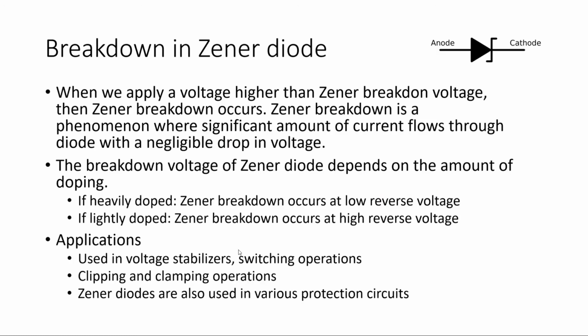Now, the breakdown voltage of Zener diode depends upon the amount of doping. This we saw in the initial slide, but you have to mention it. This is also an important point. Now, what is the effect of doping on Zener voltage? Let us look. If heavily doped, Zener breakdown occurs at low reverse voltage. If lightly doped, Zener breakdown occurs at high reverse voltage.